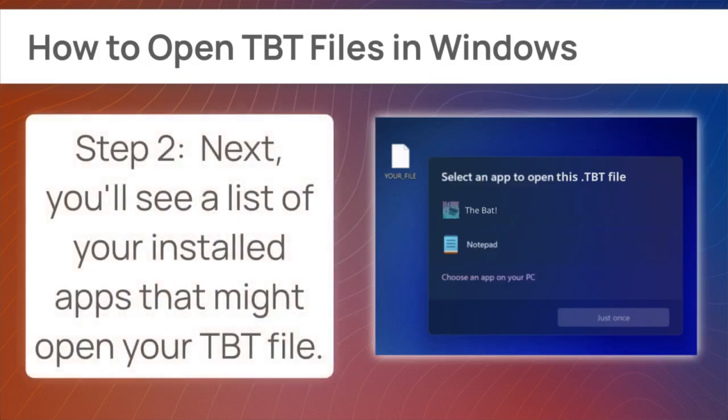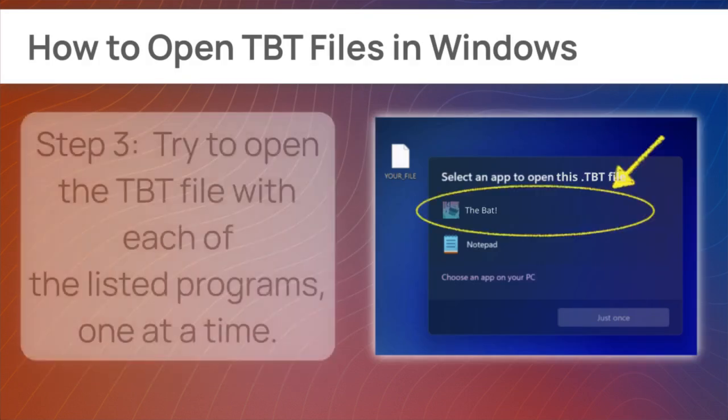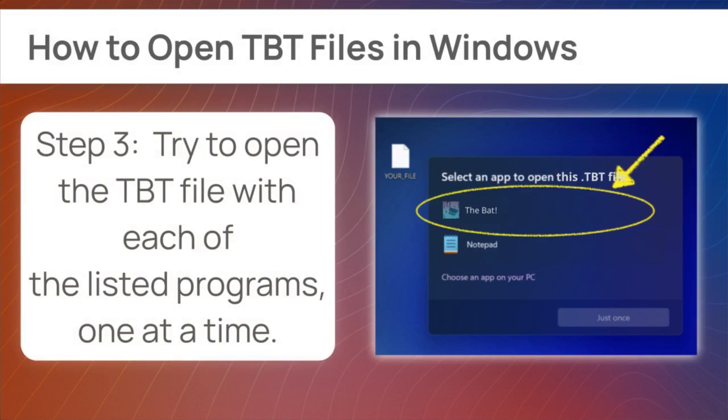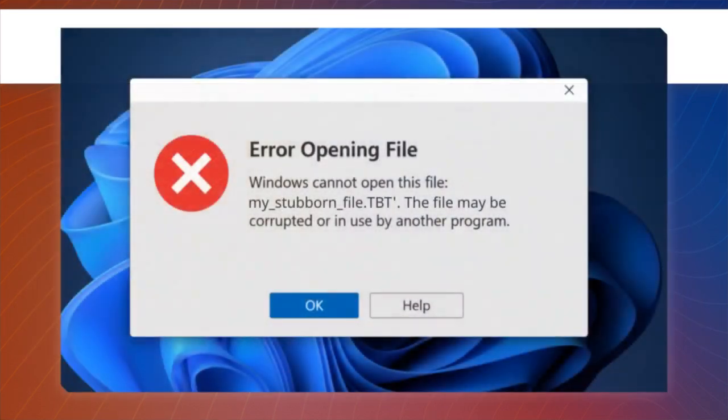Right-click the TBT file and select Open With. Test The Bat, if you see it. If it is missing, select any other program and keep checking until the file opens. If the TBT file is still refusing to open, it's expected.